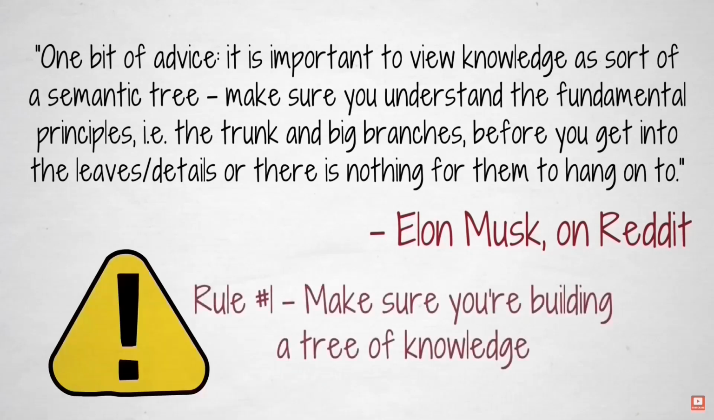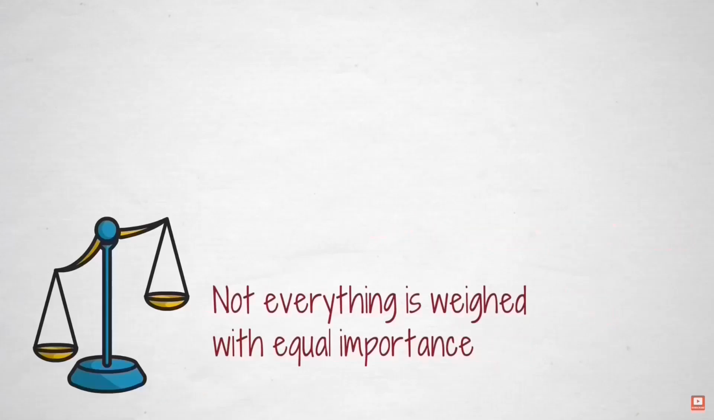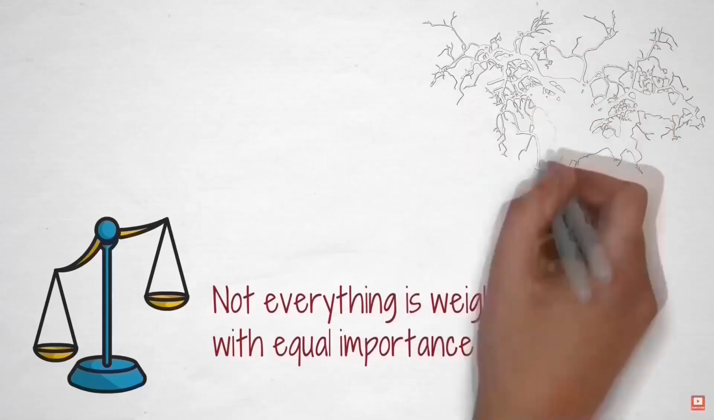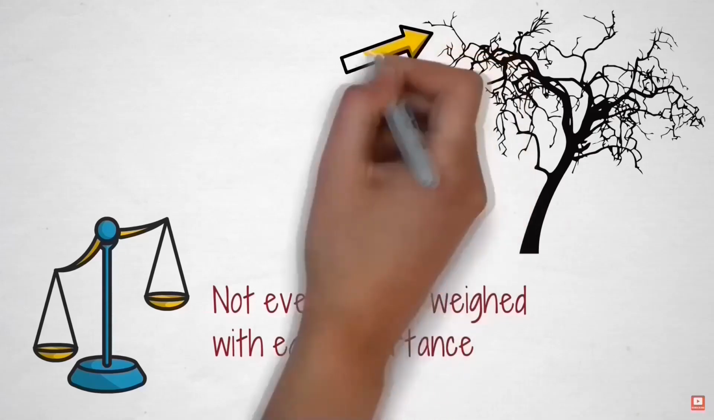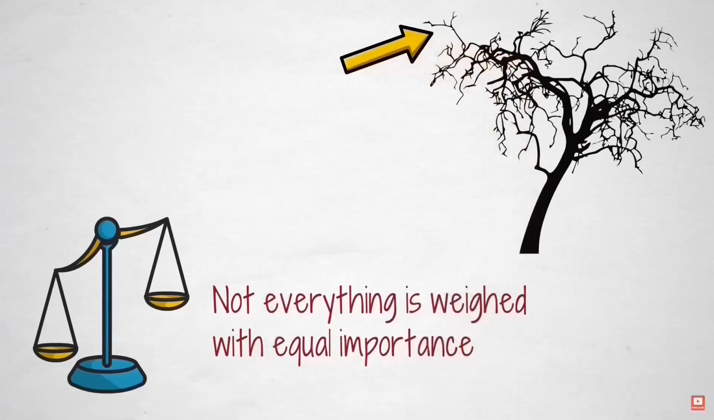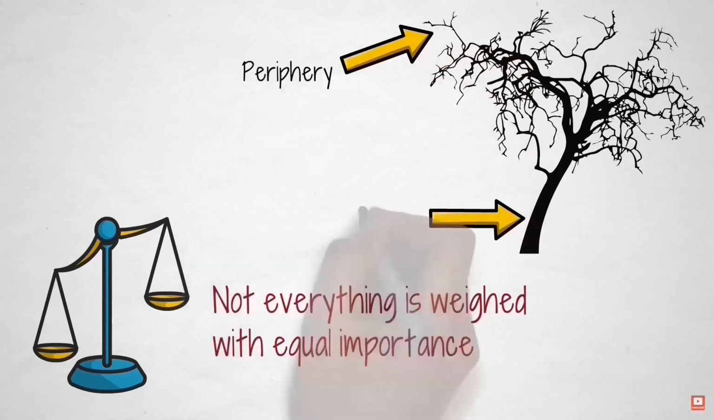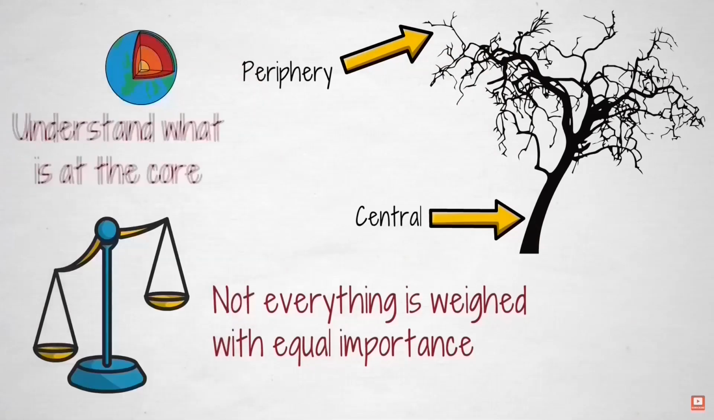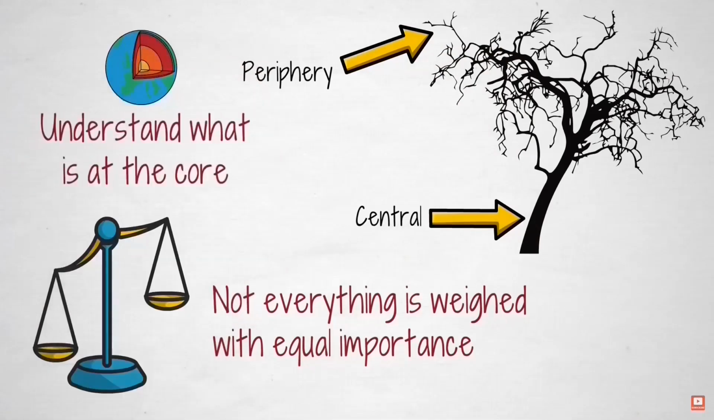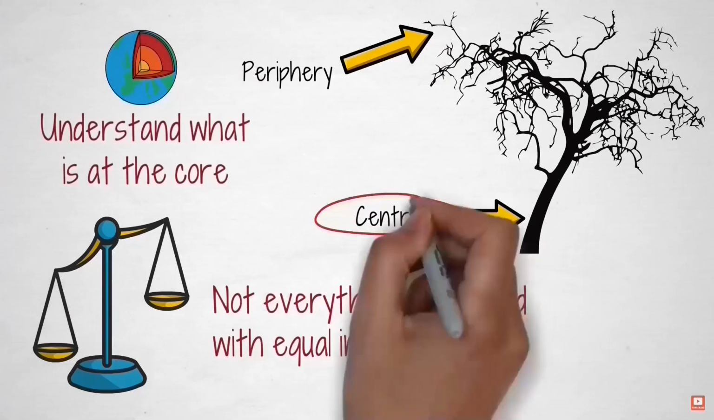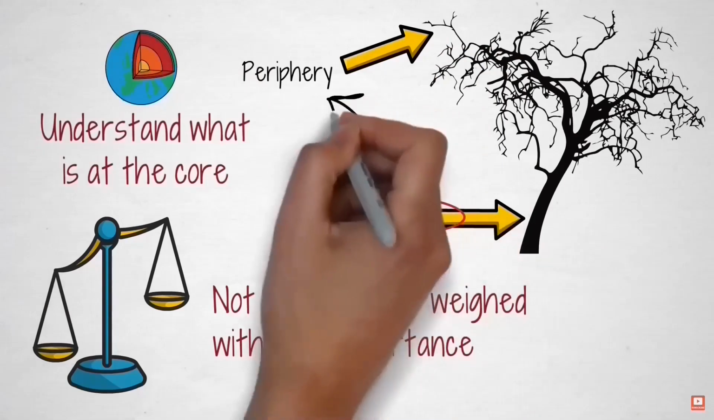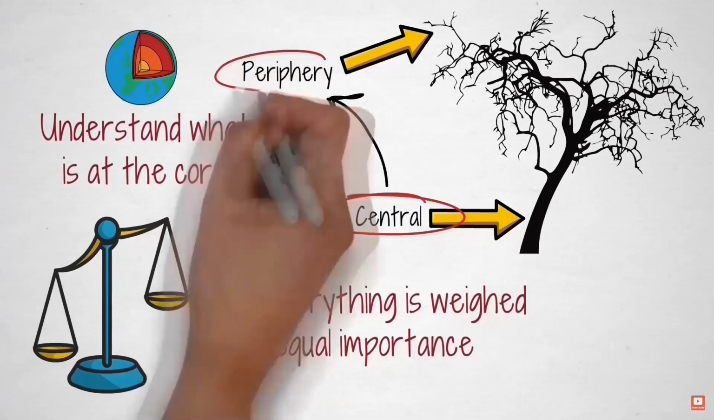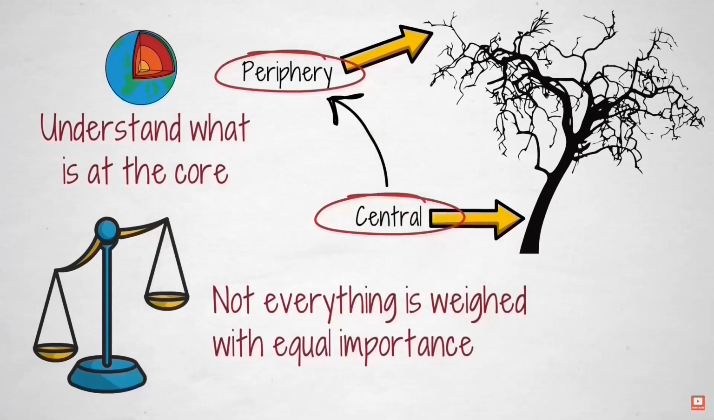Make sure you're building a tree of knowledge. When it comes to learning, there is a difference between material that ends up hanging from a branch and the material that makes up the base of the trunk of your tree. It's the periphery versus the central. Musk is a master of understanding what is at the core of each of the sectors his entrepreneurial ventures sit in. He starts there, ensuring that he has the best possible grasp on the trunk material before moving off into the minutiae of the branches and the leaves.